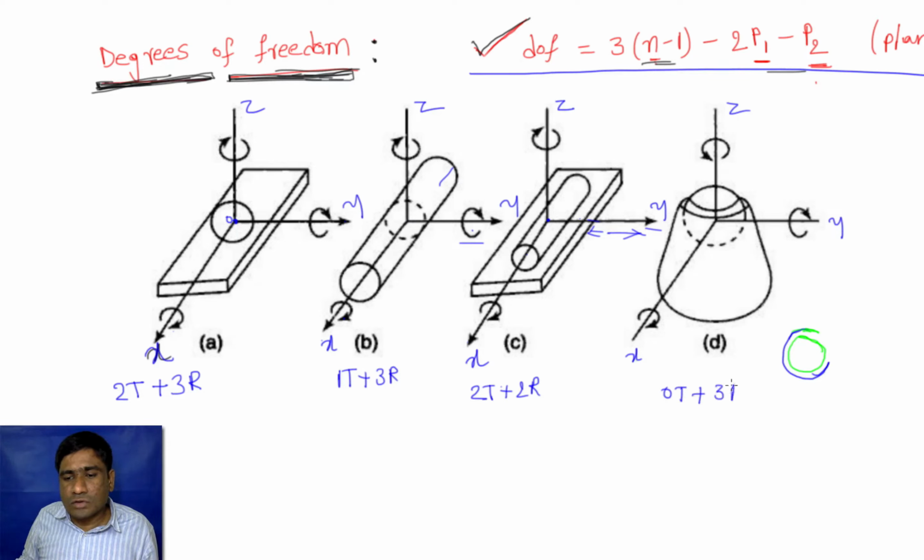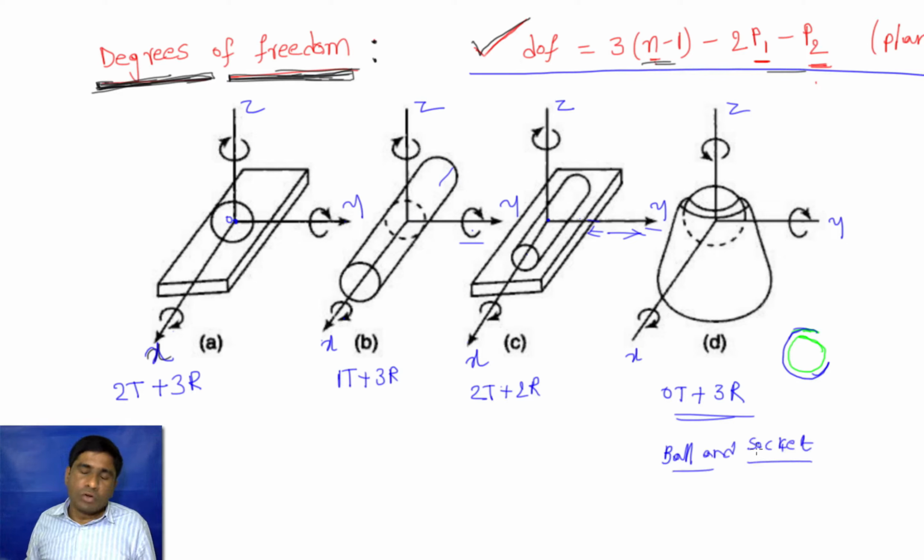And if we have, in any mechanism, this type of arrangement, then that can be called a ball and socket joint. This sphere is a ball and this groove is called a socket. So ball and socket joint.